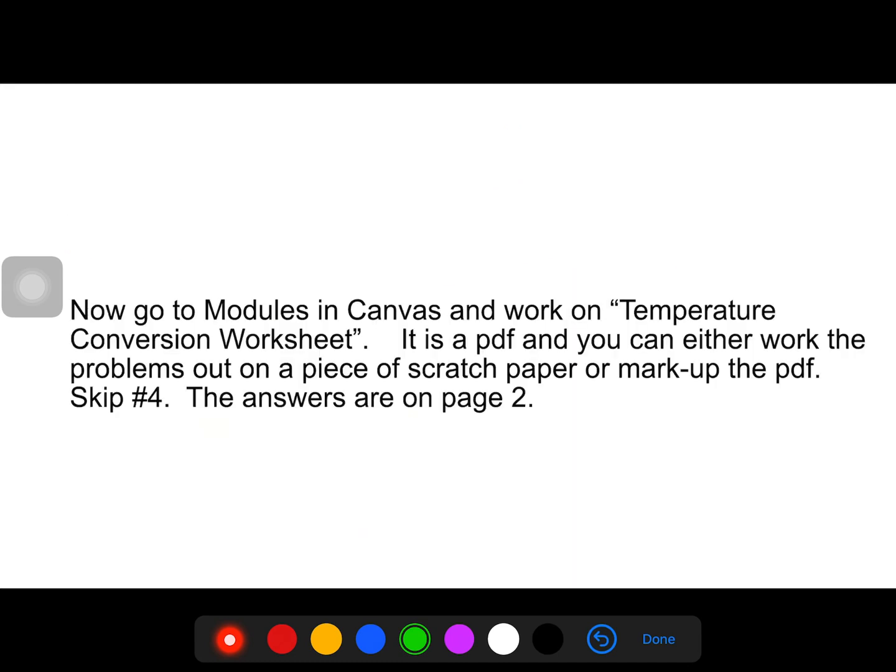So now what I'm going to ask you to do is go into modules on Canvas. There's a worksheet in there called Temperature Conversion Worksheet. It's a PDF. You should be able to open that PDF in Notability and mark it up there, or you can use your markup tools right from your camera roll. You could take screenshots if you want. That's really up to you, or simply take a piece of scratch paper and work through problems 3. There are about 4 sets, and skip question number 4, the A, B, C, which I struck through. All of the answers are found on page 2.